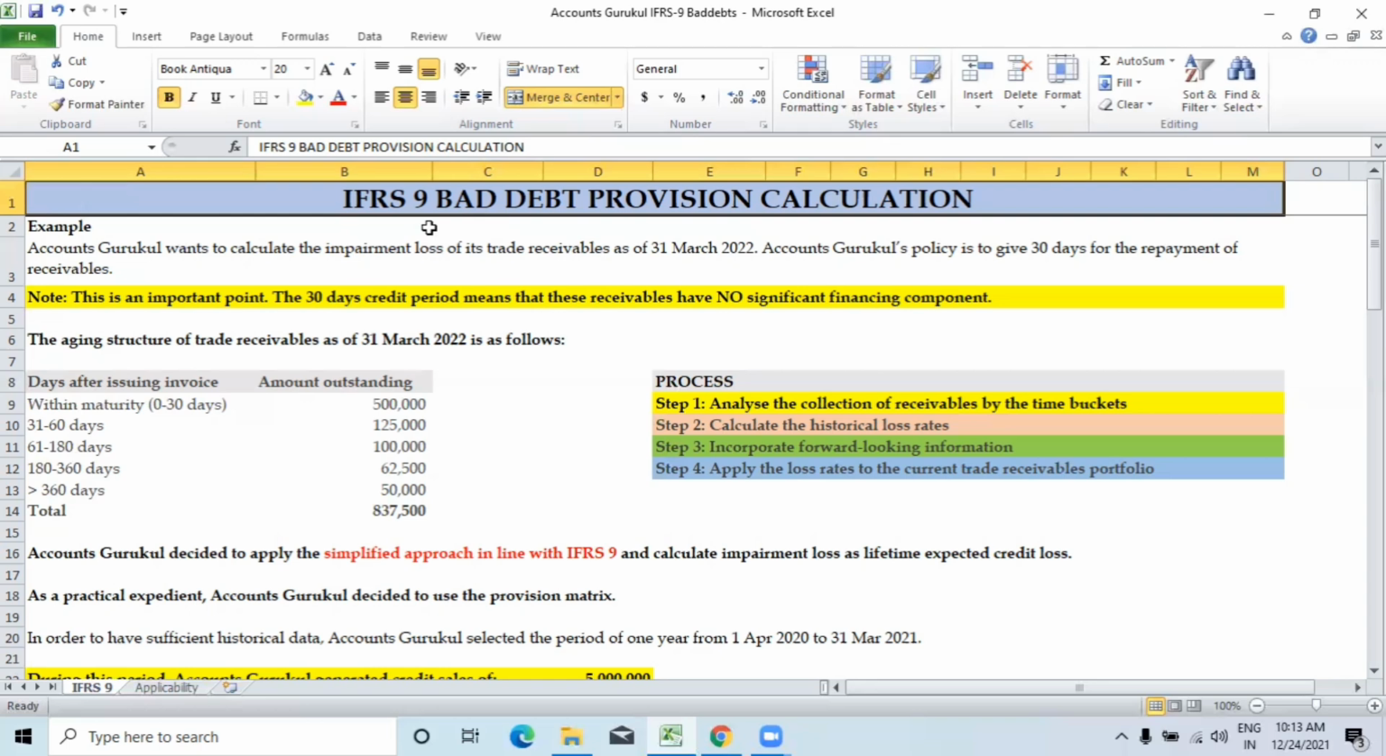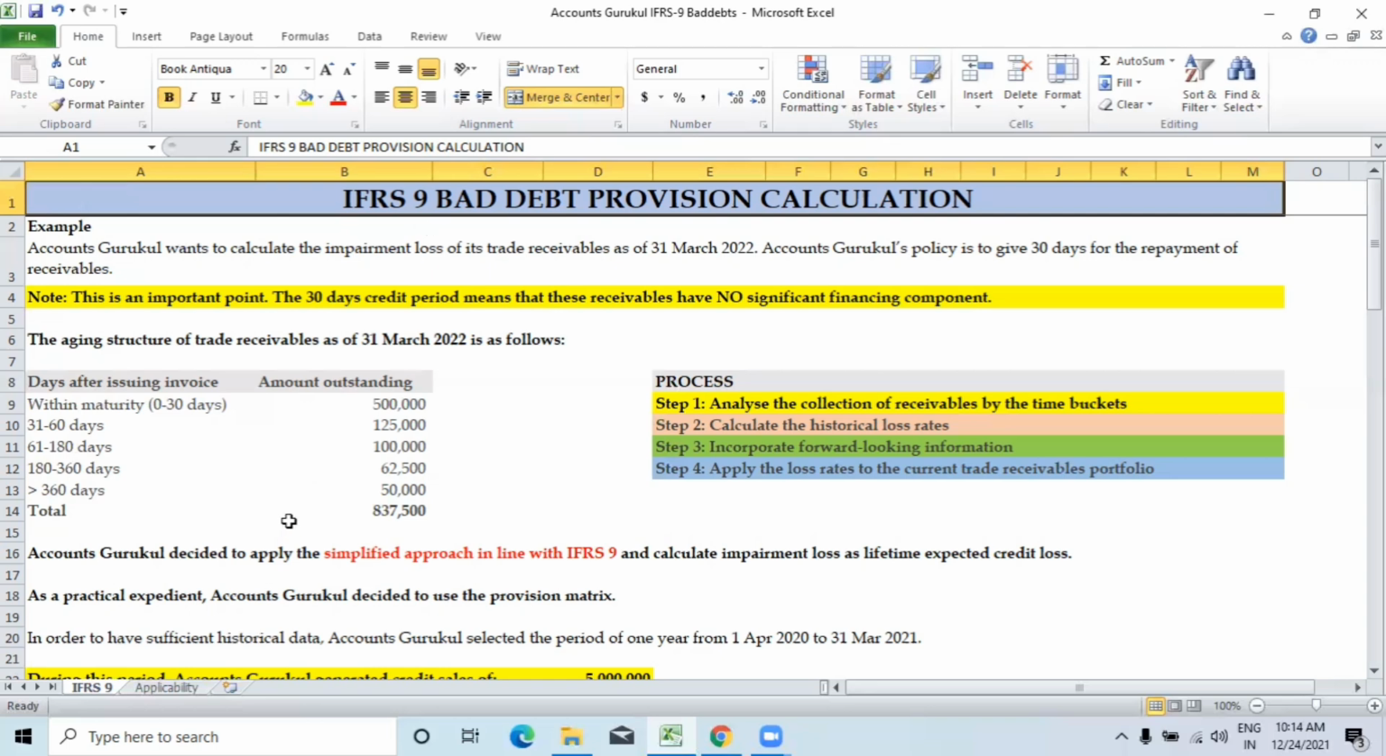It is great for everyone to know how IFRS 9 is going to work in bad debts provisions and how we have to do the calculations. We are going to discuss that in this video in detail with one of our examples, and we are doing the practical examples in Excel with all the steps. So it's useful for everyone to know how it is going to work.